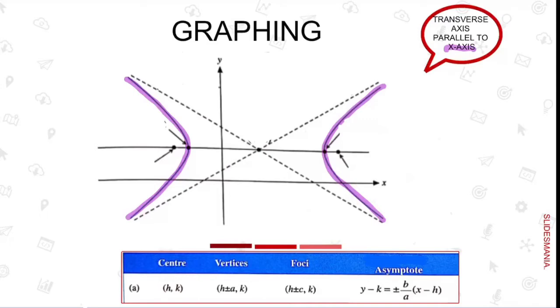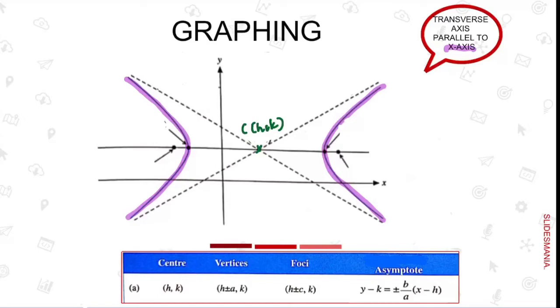So let's go to the center first. You should have a center in the middle here with a coordinate of (h, k). You can see that this is your transverse axis, and your conjugate axis will be here, on the opposite side. All of the points of your center, vertices, and foci will be on the transverse axis.